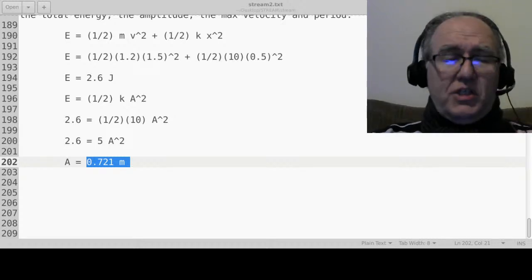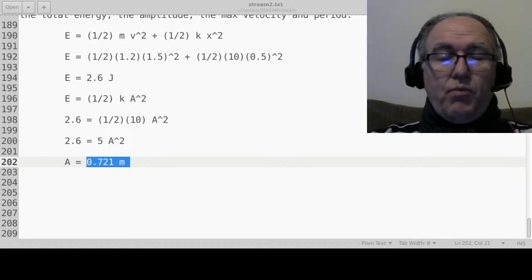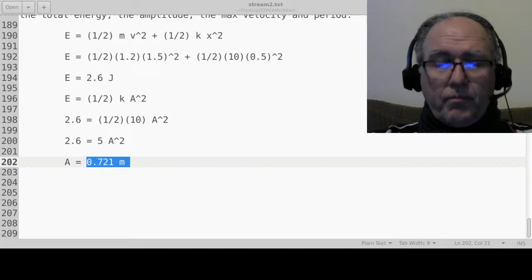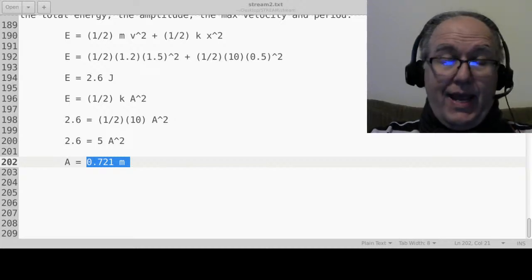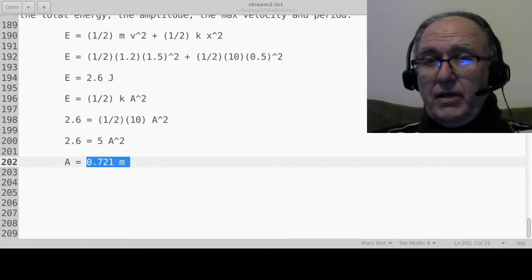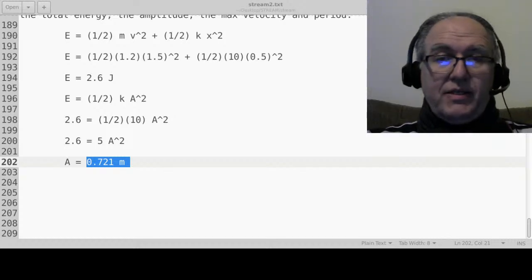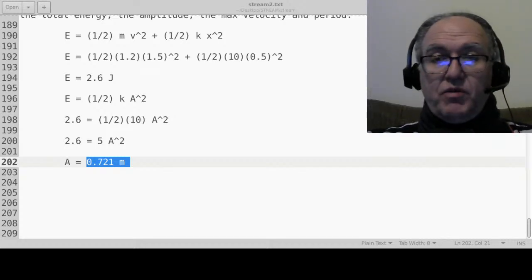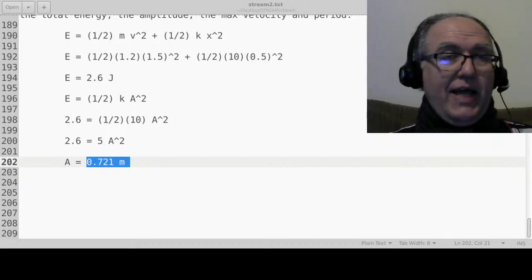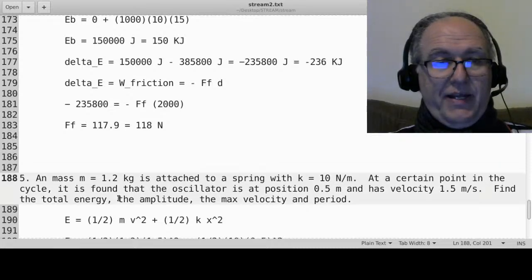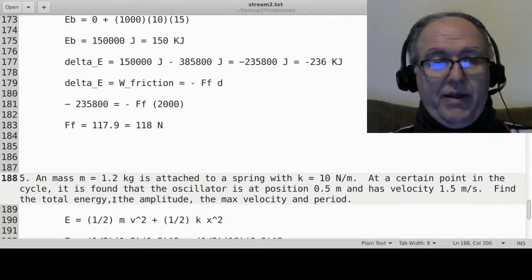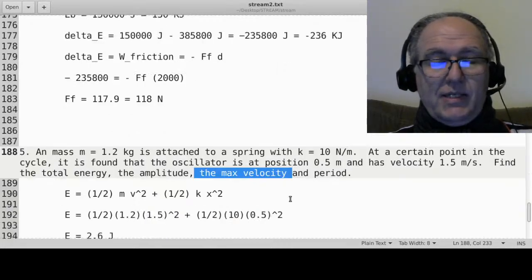Okay, all positions must be less than 0.721, because the amplitude is the maximum that x could be. And so an x of 0.5 certainly is consistent with a maximum of 0.721. Okay, great. That answers that question. So that question was find the amplitude. So we found the total energy. We found the amplitude. What about the maximum velocity?